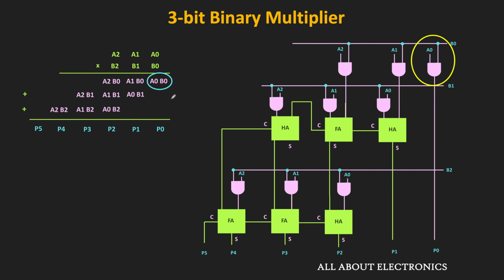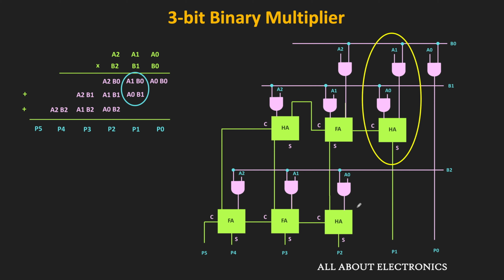Similarly, this P1 is the summation of this A1B0 and the A0B1. So using the two AND gates, we can generate this A1B0 and the A0B1. And using this half adder, these two terms can be added. So the sum output of this half adder will represent the P1. And the carry generated after the addition will be propagated to the next stage. So here, this S represents the sum output of this half adder, while the C represents the carry output. So as you can see over here, the carry output is connected to the next stage.